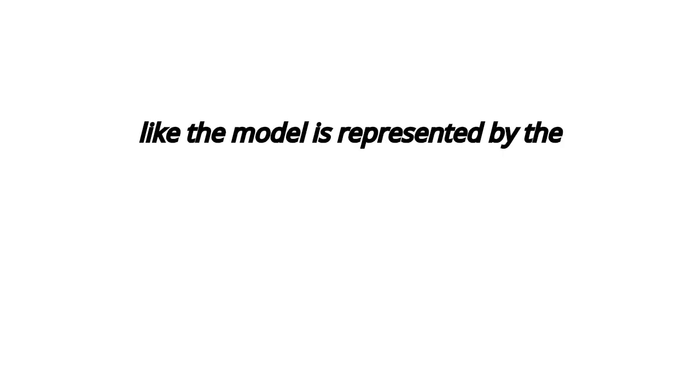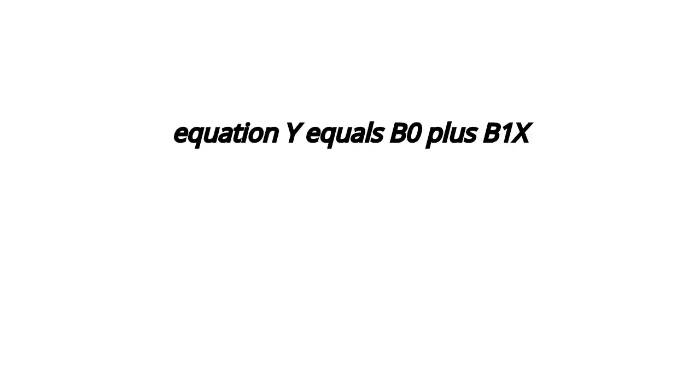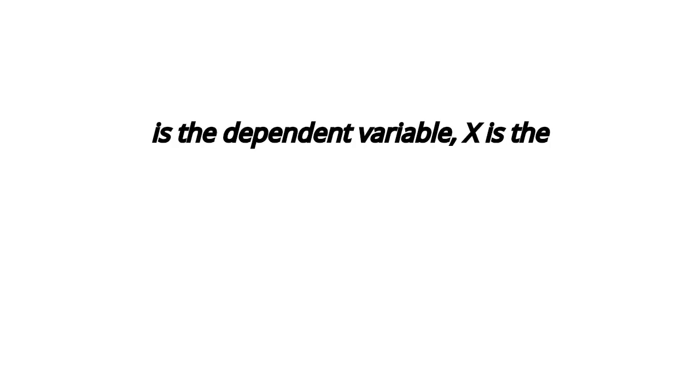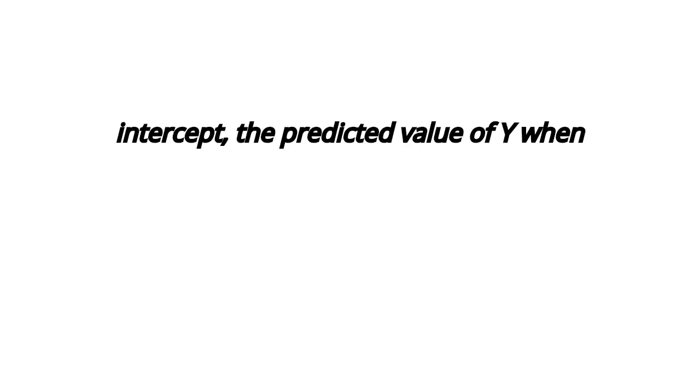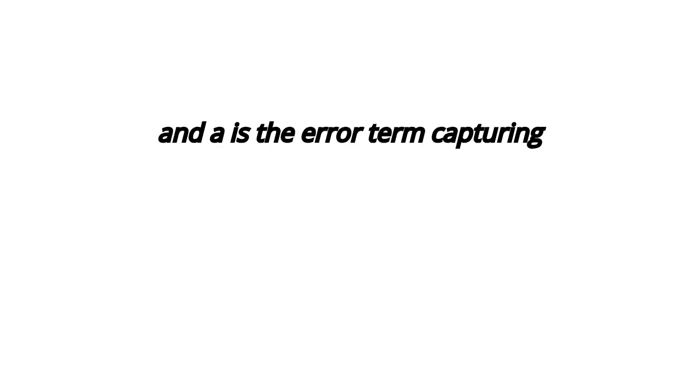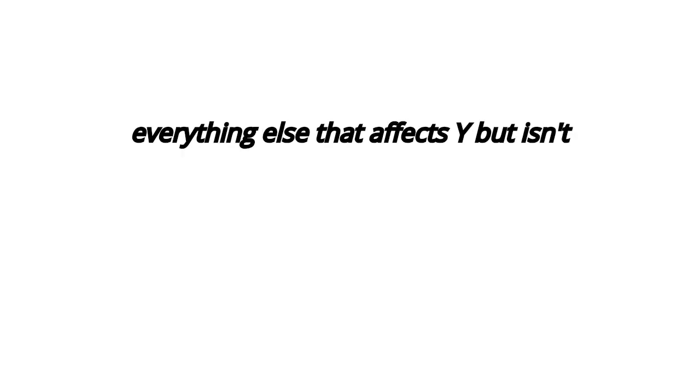And the model looks like? The model is represented by the equation y equals b0 plus b1x plus epsilon. Okay, break that down. y is the dependent variable. x is the independent variable. b0 is the y-intercept, the predicted value of y when x is 0. b1 is the slope coefficient, the change in y for a one-unit change in x. And epsilon is the error term, capturing everything else that affects y but isn't included in the model.